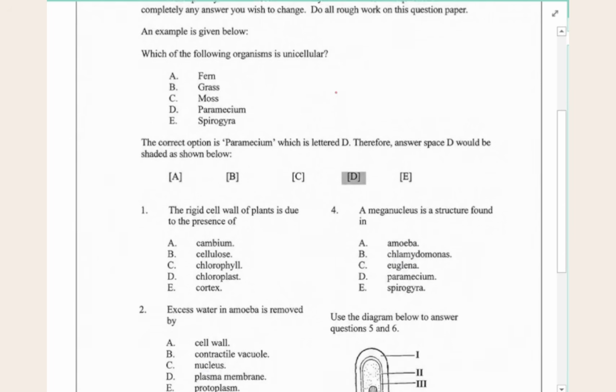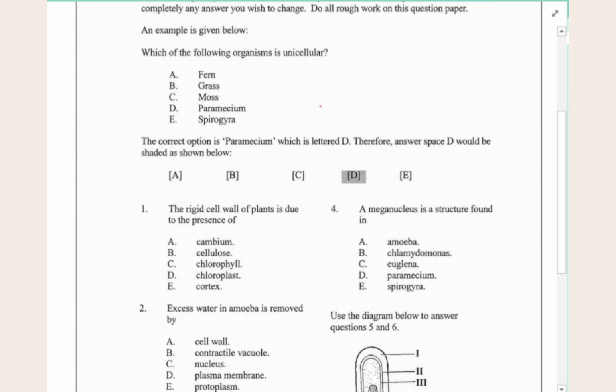Question number 1. The rigid cell wall of plants is due to the presence of what? So you have cambium, cellulose, chlorophyll, chloroplast, and the cortex. So basically the answer to this question is cellulose. The cellulose cell wall is responsible for the rigidity in the cell wall of plants.